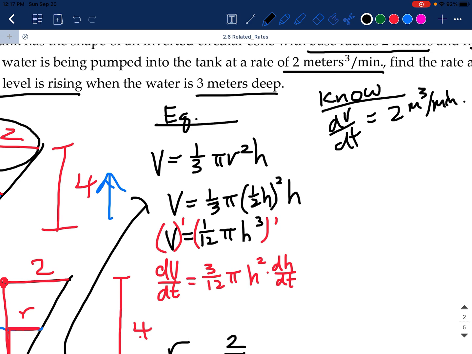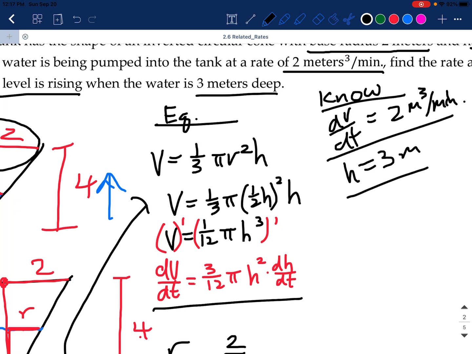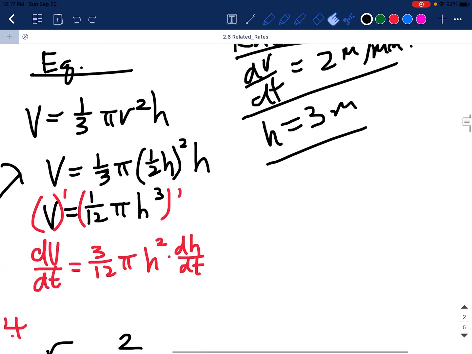We could also have the case where we poke a hole in the bottom and we're losing volume, so the water level is decreasing, but in this case we know it's increasing. We know that we're interested when h is equal to 3 meters, so 3 meters deep. And if we look, that's all we're really going to need to isolate dh over dt. So let's go ahead and plug those two values in.